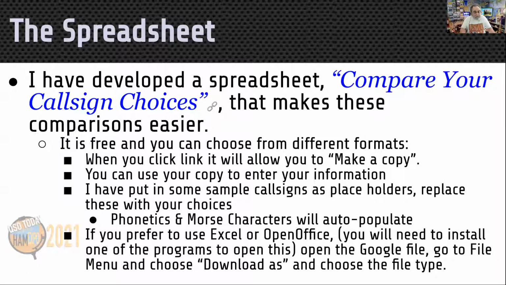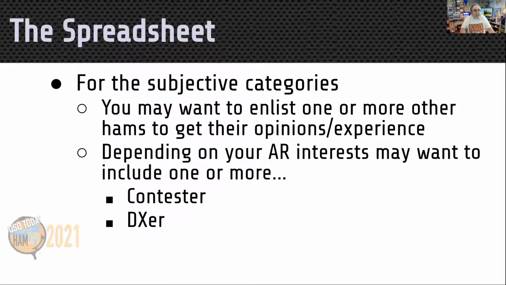We'll show you that information in a demo here in a few seconds. For the subjective categories, you may want to enlist one or more other hams to get their opinions and experience. Depending on your amateur radio interest, you may want to include one or more of the following: a contester or a DXer, if those are the areas you're really interested in. Check with a couple of those people to see what they think about your ratings of possible call signs.